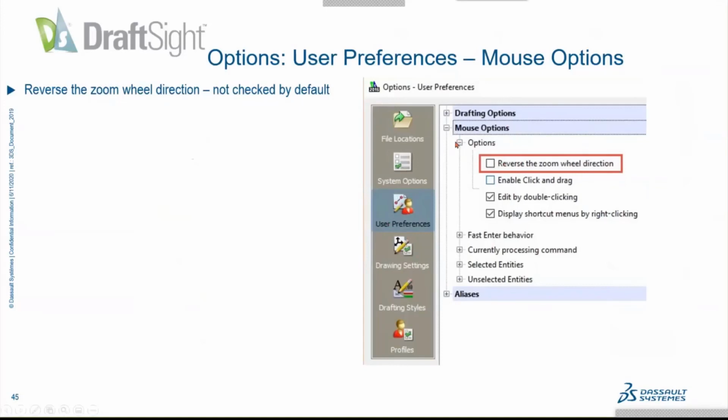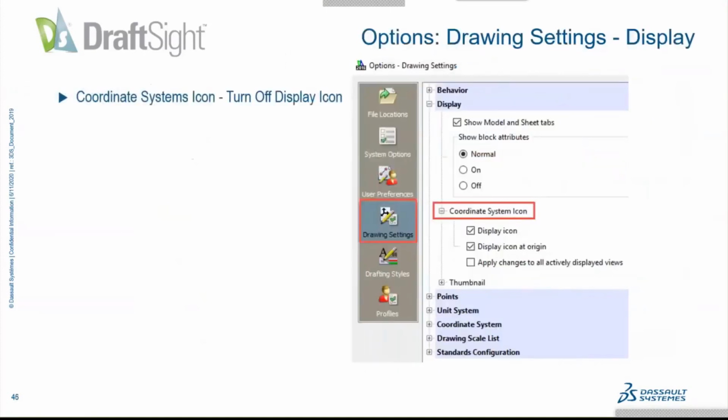Okay. Let me know if you've got any questions on that. Send me an email. Anyways, you have the recording to go back to. So if AutoCAD is not checked, don't check it in DraftSight. Yes, sorry. If SolidWorks is not checked for the reverse zoom wheel, don't check it in DraftSight. Okay.